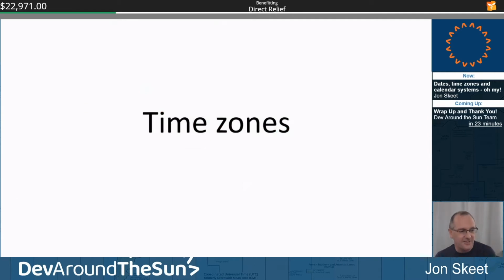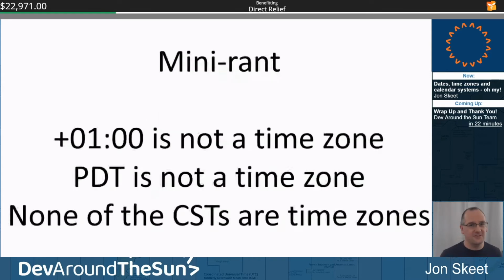And this is an area where a lot of people have a lot of passionate feelings, let's say, most of which are negative. And I don't think time zones are actually too bad once you get to grips with them. But I do have my own little negative feelings as well. So here's a little mini rant to start with.